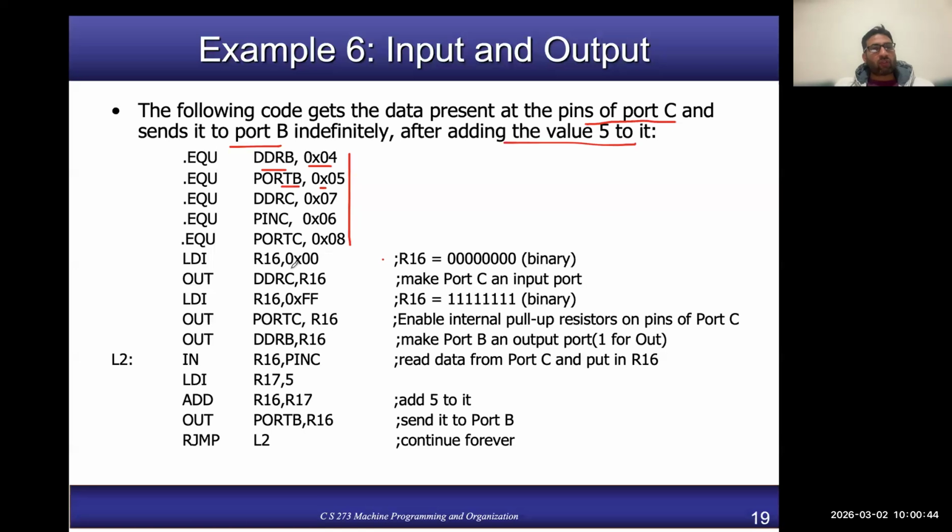So then we are first writing all zeros in R16 through the load immediate instruction and sending it to DDRC. Why? Because we want to configure the port C in the input mode. Once we have done that, we are putting all ones in R16 and sending it to the port C register.